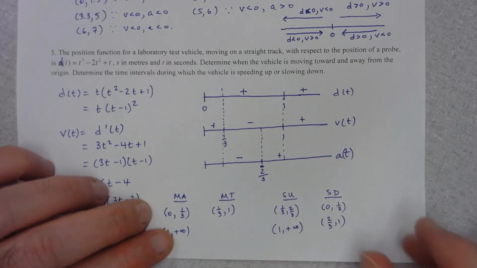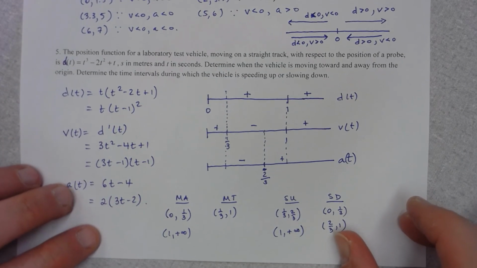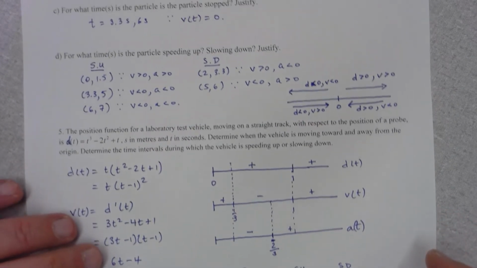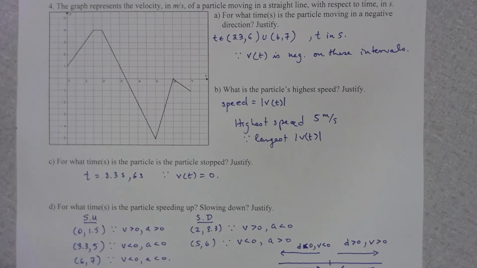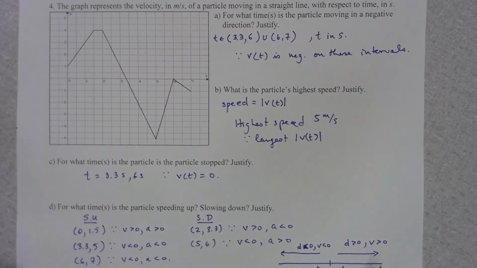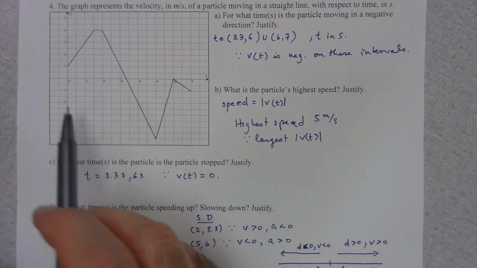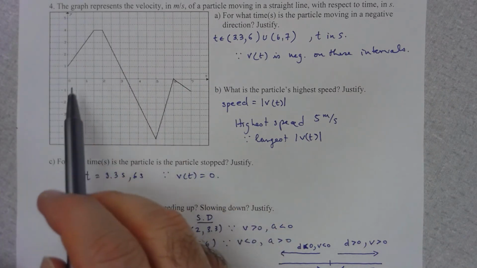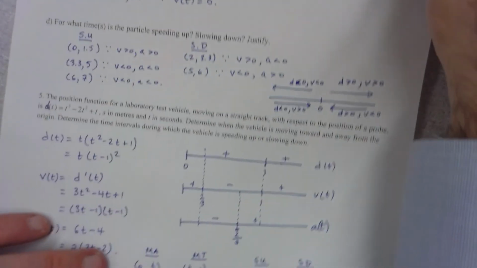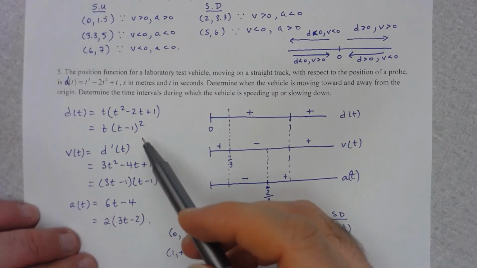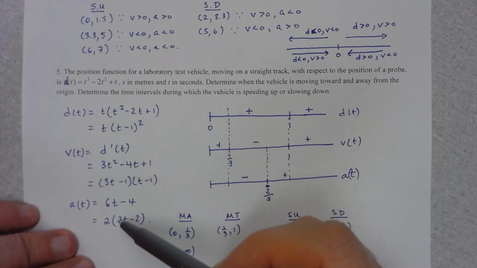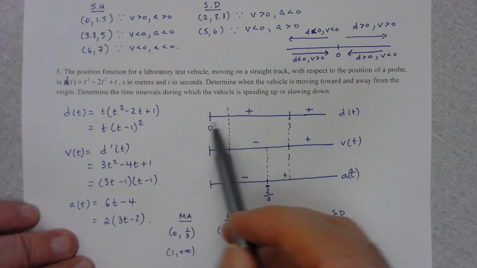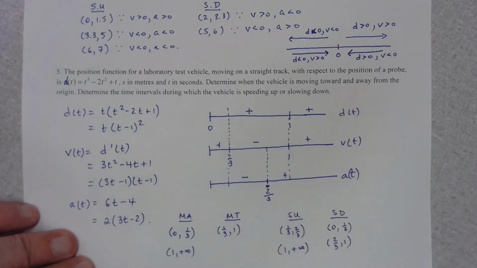All right, and there you have it. So just to recap, notice how answering almost all of these questions involved looking at the sign of either the position, the velocity, or the acceleration function. Here I did that all by observing the graph, whereas here I used our methods for determining the sign of a function by determining x-intercepts and creating our number lines. Okay, that's it.